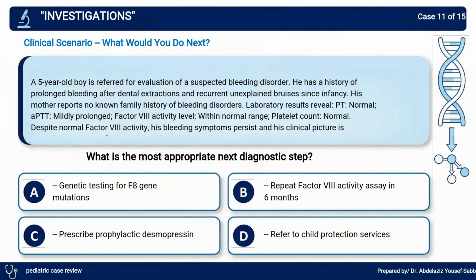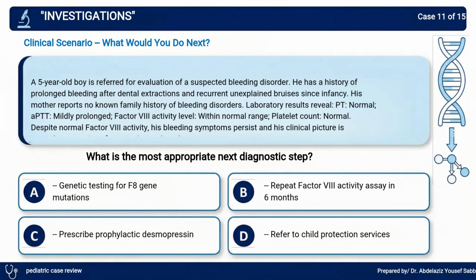Laboratory results reveal prothrombin time normal, activated partial thromboplastin time mildly prolonged, factor VIII activity level within normal range, platelet count normal. Despite normal factor VIII activity, his bleeding symptoms persist, and his clinical picture is strongly suggestive of a coagulation disorder. What is the most appropriate next diagnostic step?